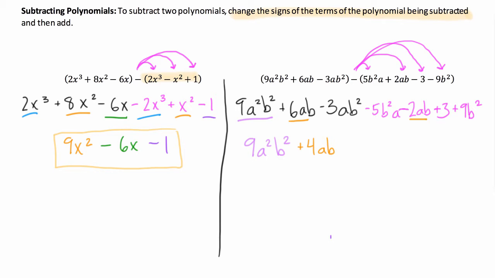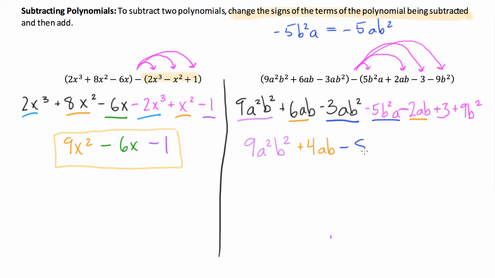Let's see. Minus 3ab squared. Now, it doesn't look right away like I have any other terms common, but because multiplication can happen in any order, these are actually the same. They are like terms because minus 5b squared a is the same as minus 5ab squared, because that multiplication can happen in any order.